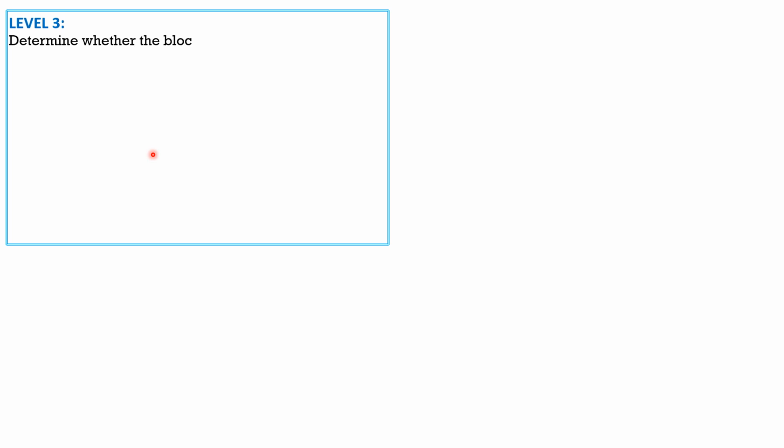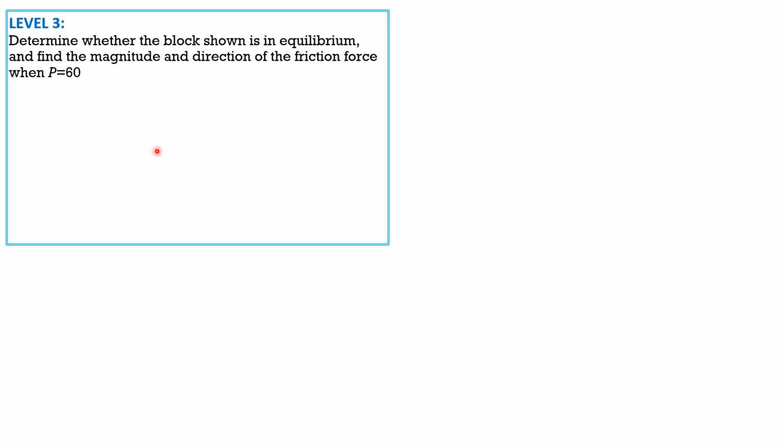Level 3: determine whether the block shown is in equilibrium and find the magnitude and direction of the friction force when P is 600 newtons. So here is the figure, and for the solution, let's again superimpose the normal and the tangential axis as shown. The measure of this angle is 30 degrees.